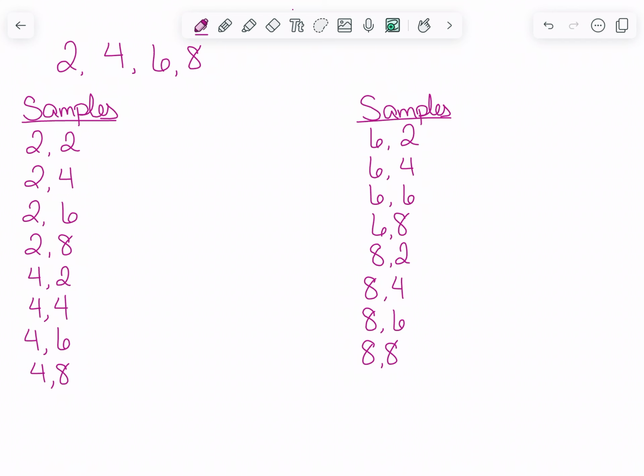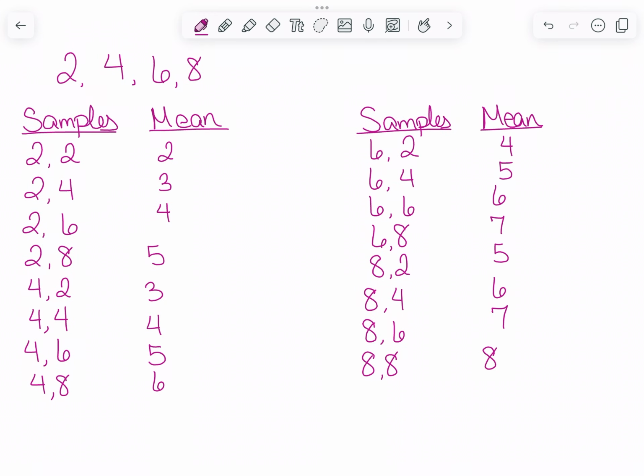The next thing I want to do is calculate the mean for each of these samples. I went ahead and calculated each of those means and wrote them all down here. So this is the start of my sampling distribution. This is all of the possible samples of size 2, and I have all of their means. Equivalently, I could pick all of the samples of size 3 and create a sampling distribution for that. But the idea is to pick a size for your sample and then take all of the samples of that size.